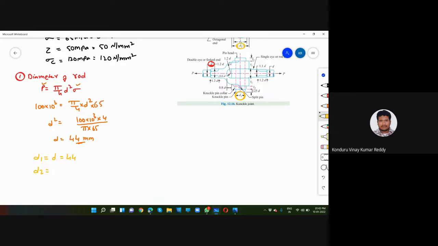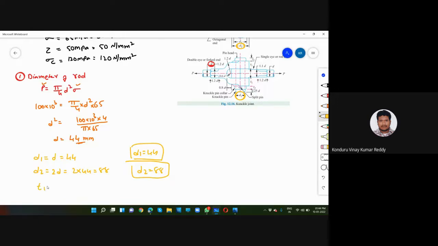Here d2 is the diameter of the eye, or the external diameter of the fork, or the external diameter of the eye. That is equal to 2d, which is 2 into 44, we will be getting 88. Here d1 is equal to 44, d2 is equal to 88, and also we have to find the t value and t1 value.